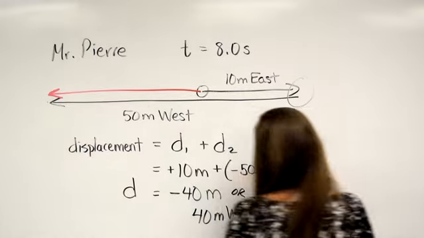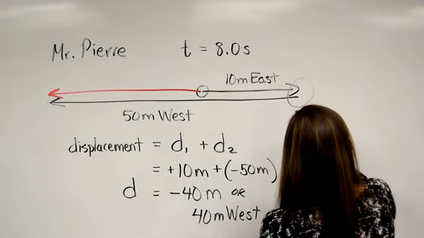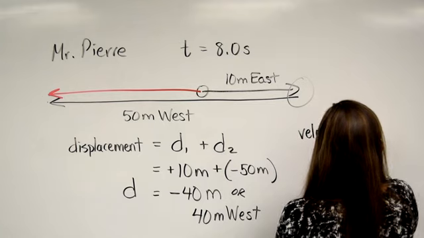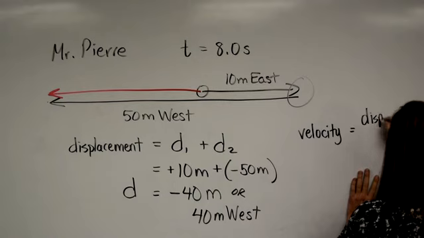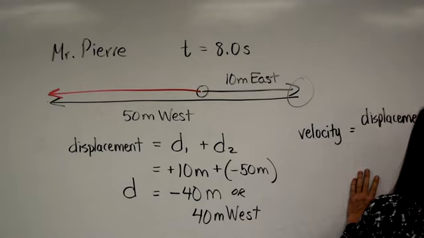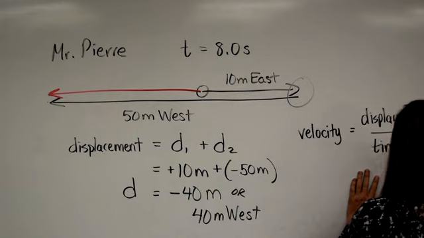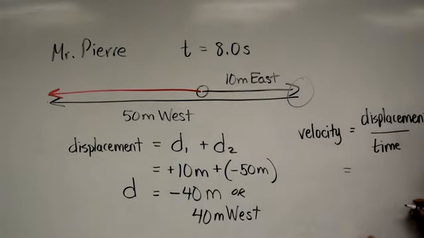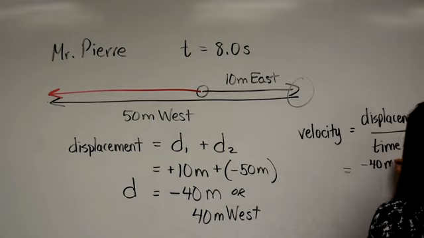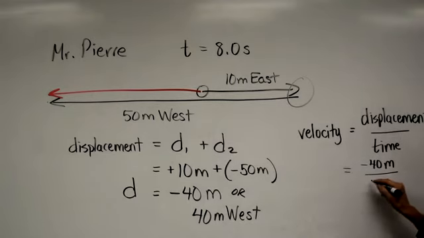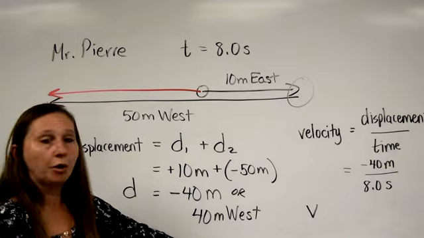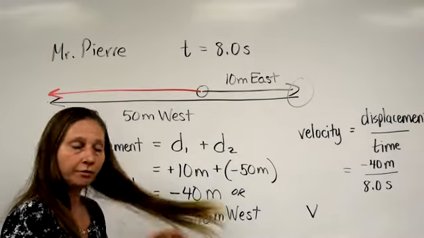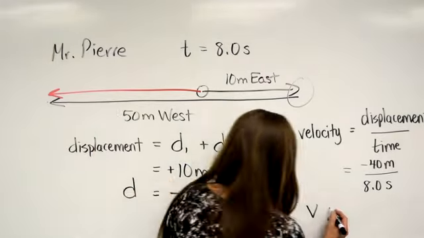Now, his velocity. Mr. Pierre's velocity is the displacement divided by the time. His displacement was negative 40 meters. The amount of time that took was 8 seconds. So his velocity, and again, the symbol V is for both speed and velocity, so you have to be very careful not to get them mixed up.